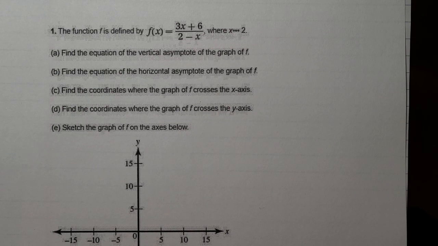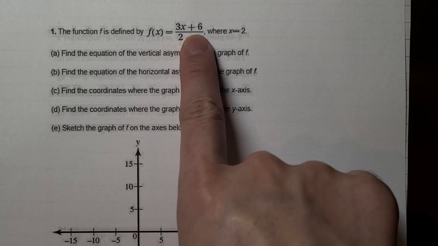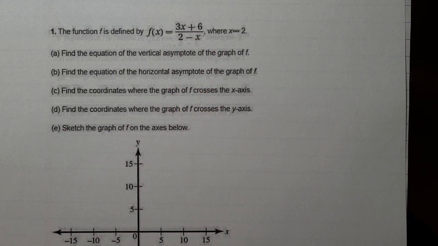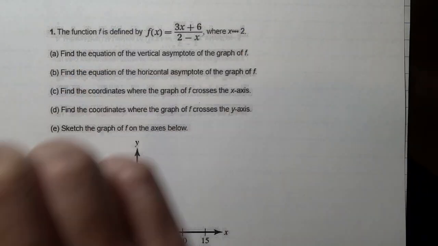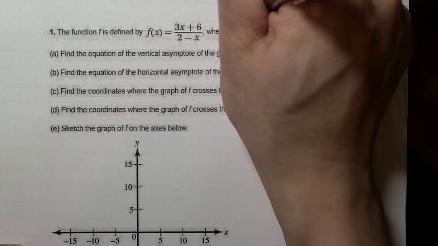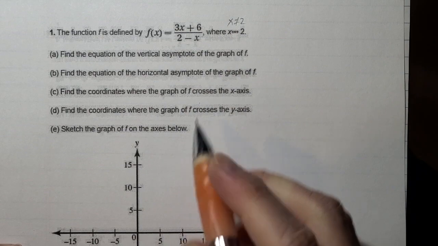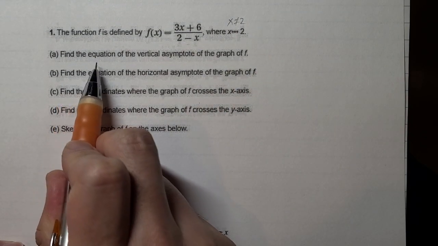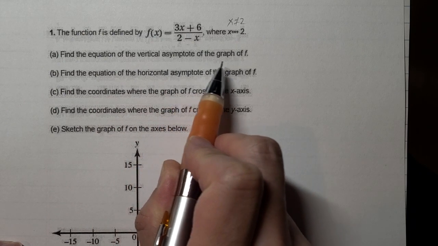So the function f is given by this rational function, where, what exactly is this notation though? Let me go back to the website to check real quick. I think that's x cannot equal 2. That's a weird notation. Okay, where x, so let me write it in, cannot equal 2. I believe that's what it's trying to say. So part A says, find the equation of the vertical asymptote of the graph of f.